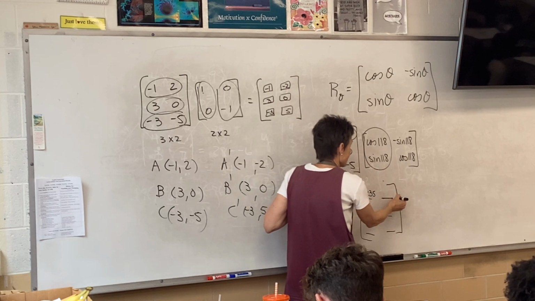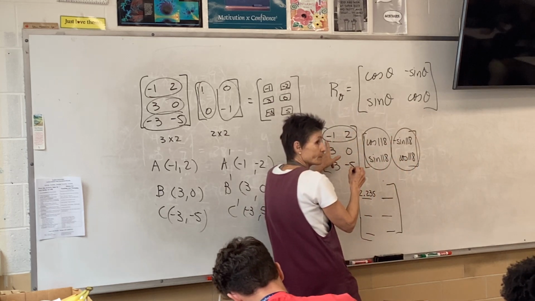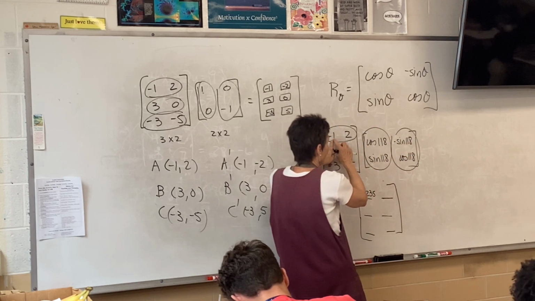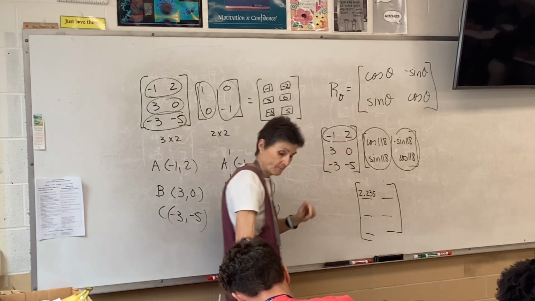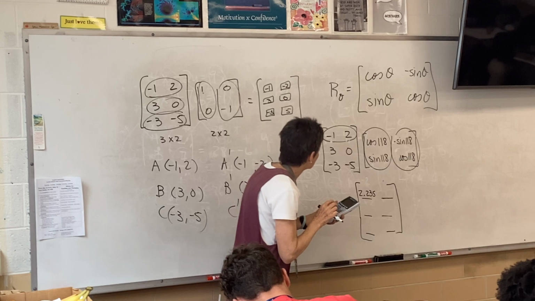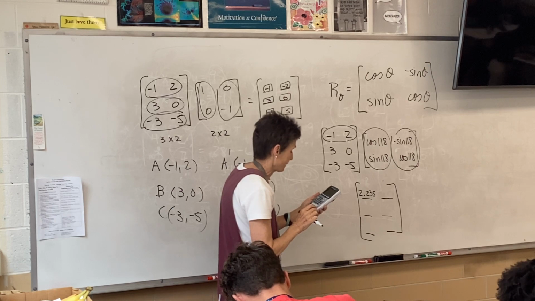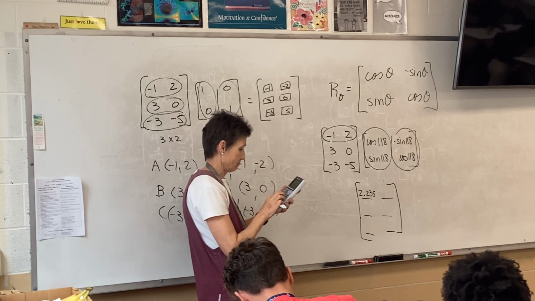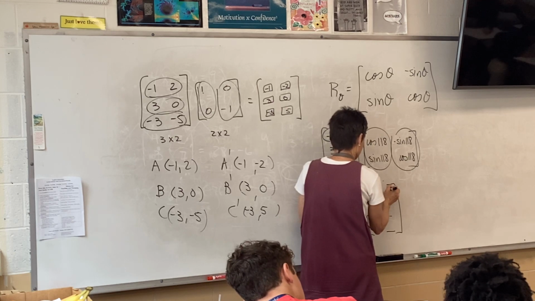All right, so what are we going to do for this blank? We're going to use that row and this column now. So we'll take -1 times, watch it, there's a negative there, -1 times negative sine plus 2 times cosine. So what's that one? Did you get -0.056? Yeah.